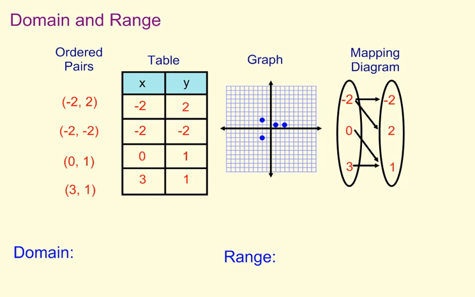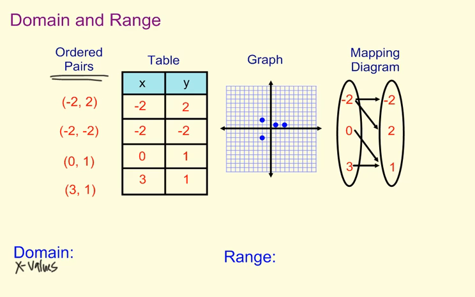Here we have four different ways to represent a relation, and I just want to talk about how to find the domain and range depending on which representation you're given. So in this first grouping right here, if you are given ordered pairs, to find the domain, what you're looking for are the x values. So domain are those x values, those are the input into the relation.